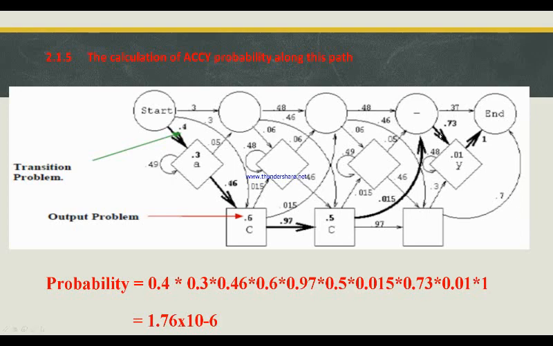So it's times 0.73, and then after that we have 0.01 here, and then towards the end state having one probability, and then multiplying all of these probabilities, we get the answer 1.76 times 10 to the power of negative 6. This is all for HMM. Then we go to the second part, which is distance algorithms.